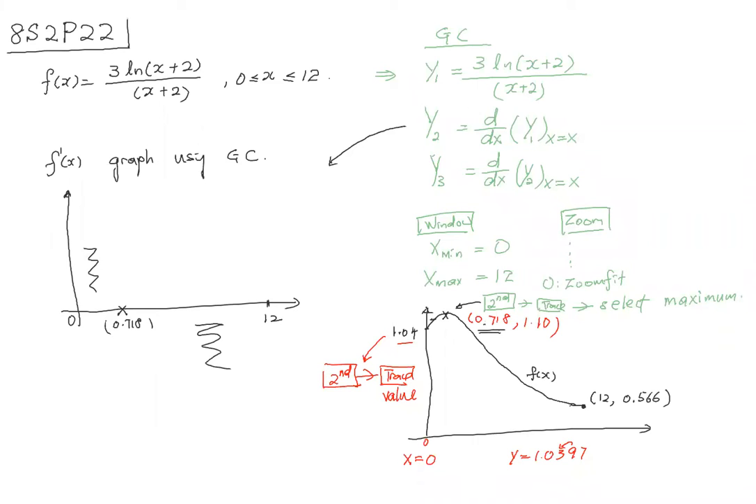Okay, so if you want to know the shape of the Y2 graph, what you can do is you unhighlight Y1 and unhighlight Y3. Only Y2 is highlighted. Do you know how to unhighlight?